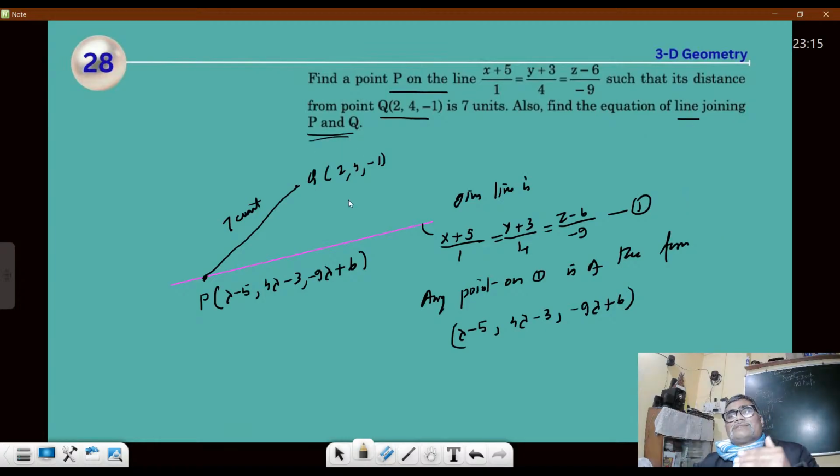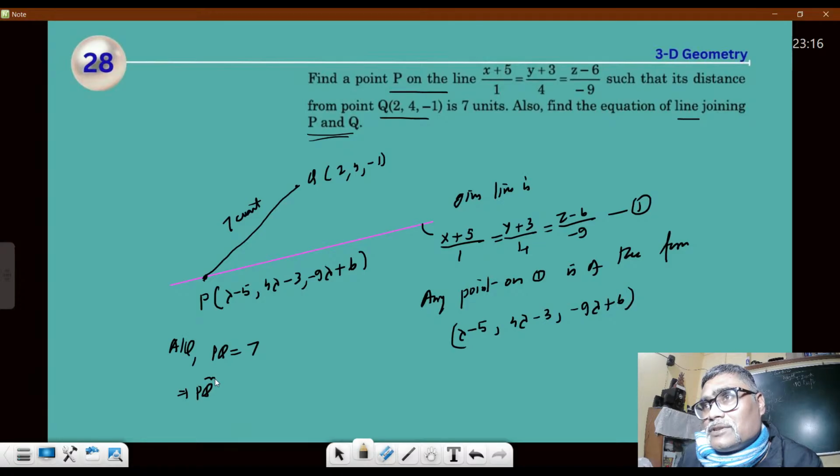That means, again, they have given you some tail part, 1 mark, 2 parts will be there. Right? So it's a long question again. I'm telling you, half I did, then you have to now solve this. According to the question, PQ is equal to 7. Then PQ square is equal to 49.